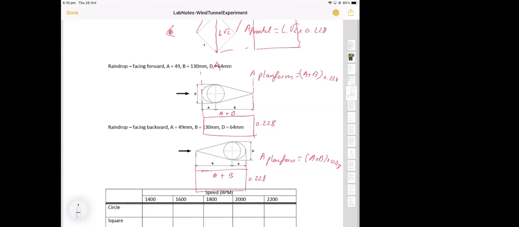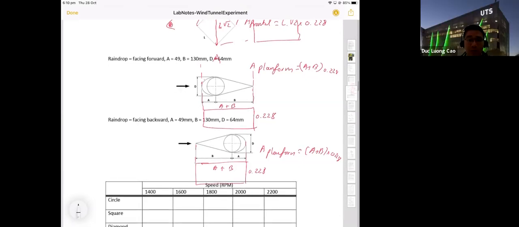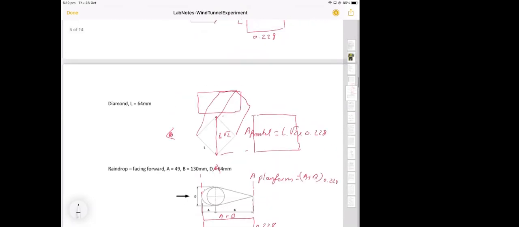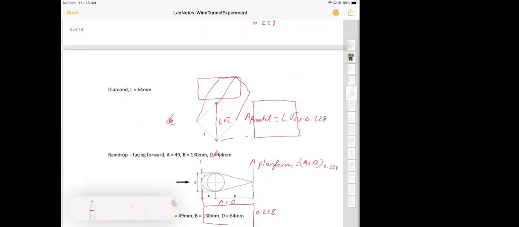Sorry, could you just say the diamond again? It's for this diamond one. Which one? The diamond. Okay, the diamond here. So you see L.